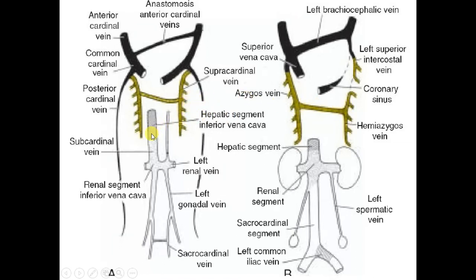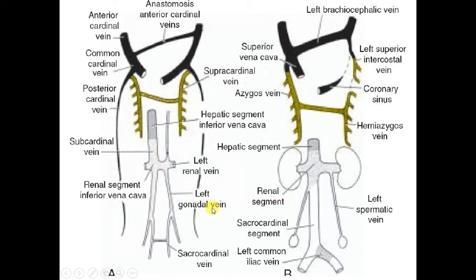Another set of veins is also present below, that is the subcardinal venous system. It means that below the heart is the subcardinal vein, below the diaphragm is the subcardinal venous system. And this venous system, subcardinal, is mainly forming the veins of the kidneys, as well as the main inferior vena cava system of the body.